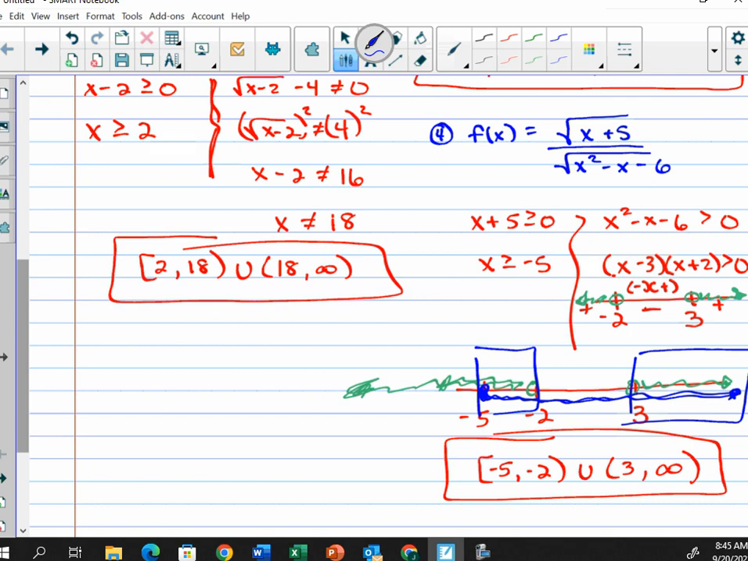So with this whole thing, we're looking at real roots, not imaginary. Right, because imaginaries are not included in your domain. Okay. Yeah, we're looking at real numbers.